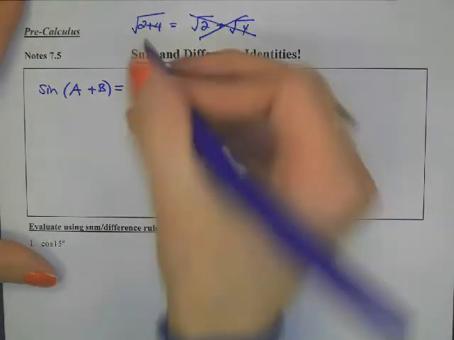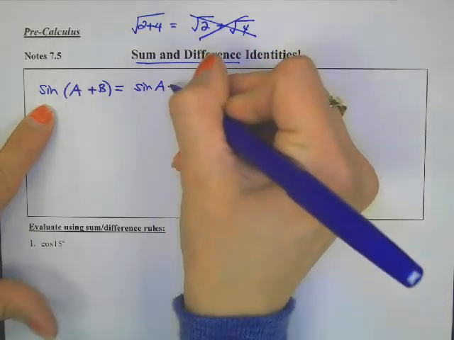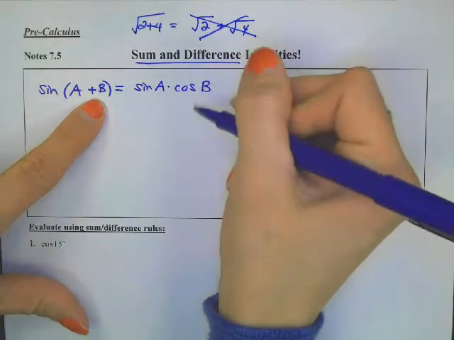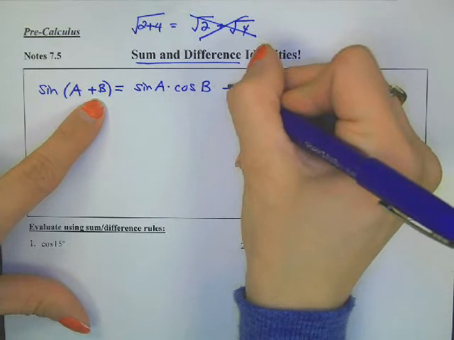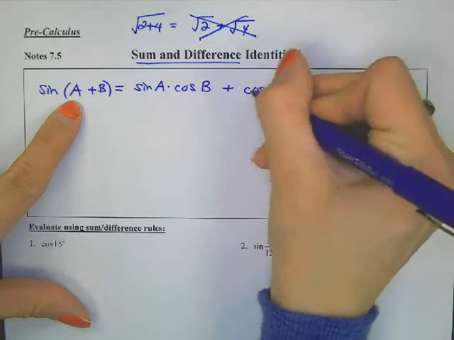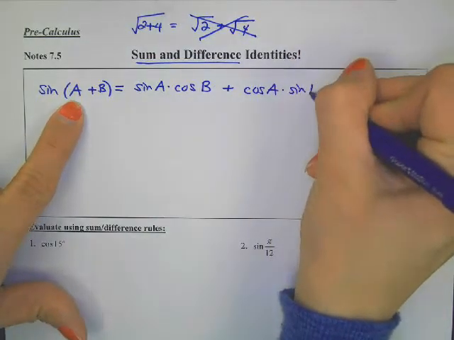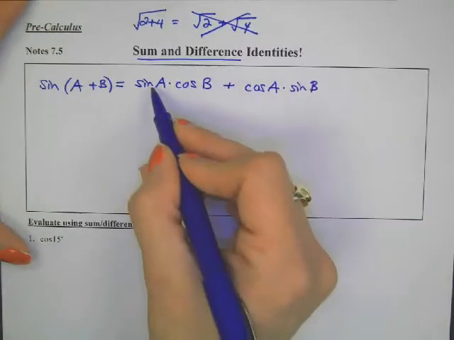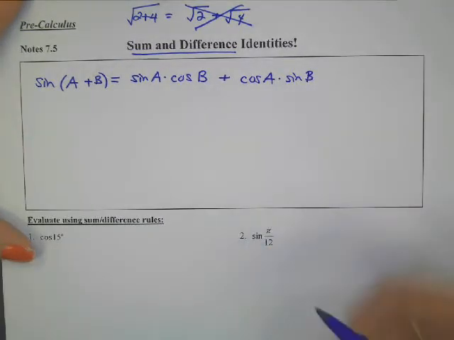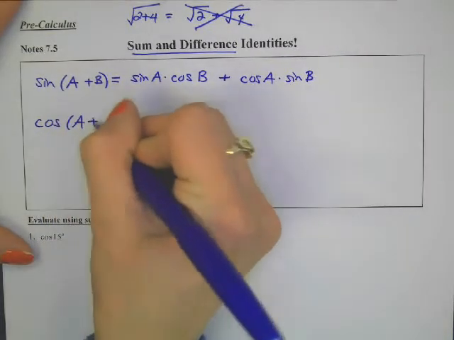And to calculate this, you have to use the sum and difference identity. So here it is. What you do first is you take the sine of angle A, and then you multiply it by the cosine of angle B. But there's more. Plus, now you're going to take the cosine of angle A, and times the sine of angle B. So it goes sine A cosine B plus cosine A sine of B. They each take turns.